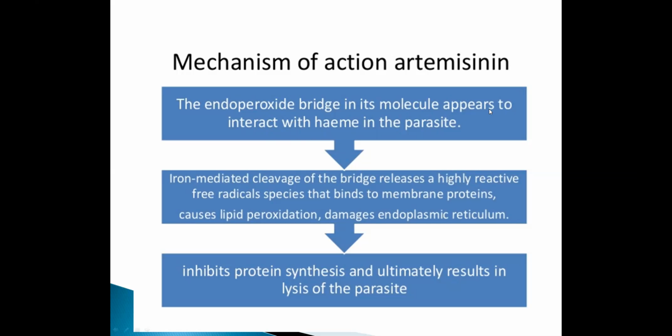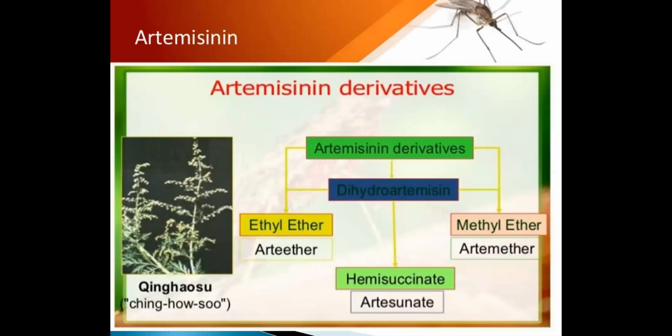These free radicals are very reactive. They will damage your cellular membrane, and also the endoplasmic reticulum. If the endoplasmic reticulum is inhibited, this inhibits protein synthesis and ultimately results in the lysis and death of the parasite. So this is the mechanism of action of artemisinin.